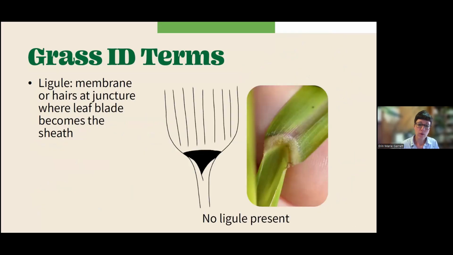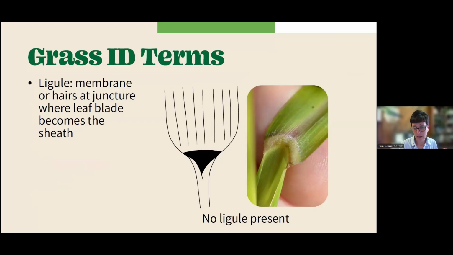One of those identification characteristics we're going to look for in that collar region is a ligule. A ligule typically is a membrane or a collection of hairs. It's not always there. If it's not there, it's going to look something like this, just a smooth, raised, U-shaped area.